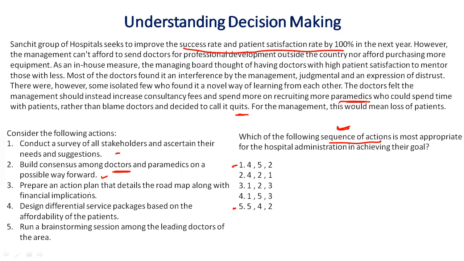फेयर. Then you prepare an action plan that details out the roadmap along with the financial implication. Because हमारे पास challenge और maybe constraint क्या है, that the doctors cannot afford, right? मैं बंदों को बाहर नहीं भेज सकता ट्रेनिंग के लिए. ठीक है, तो इसीलिए financial implication तो मुझे सोचना पड़ेगा, because that is the major deciding factor for me. Fourth is design differential service package based on the affordability of the patient.